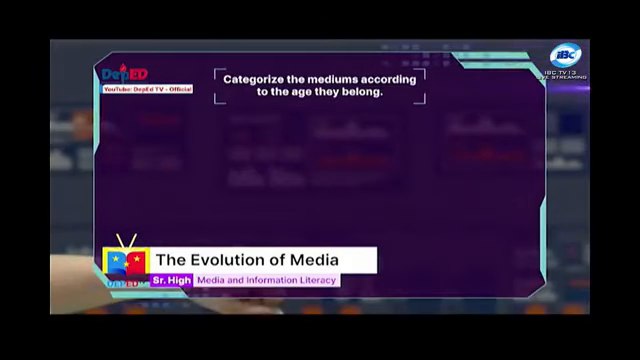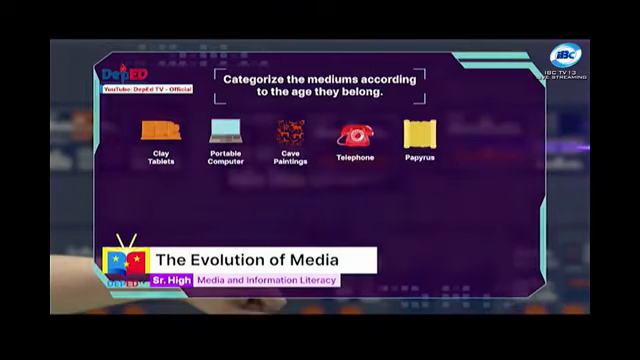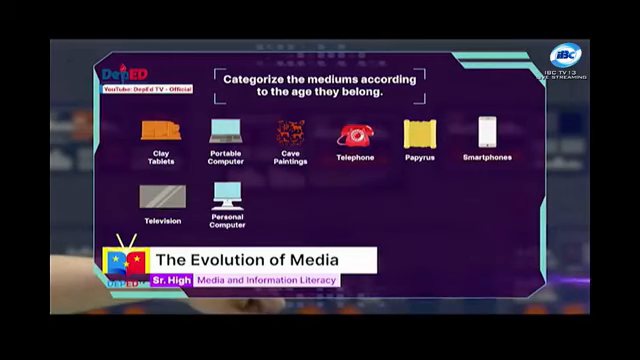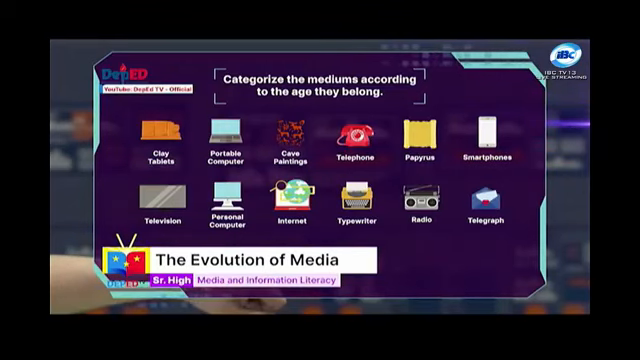To unlock your journey to the evolution of media, you must first categorize the mediums according to the age they belong. These are the mediums you will categorize: clay tablets, portable computer, cave paintings, telephone, papyrus, smartphones, television, personal computer, internet, typewriter, radio, telegraph. You will categorize these items into 4 ages.